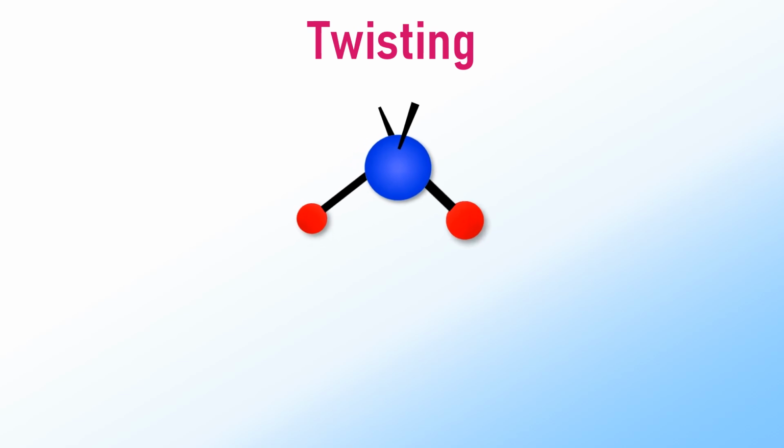This is twisting. It is a type of bending vibration where two atoms move in opposite directions relative to each other, creating a twisting motion around a bond axis. Twisting vibrations can alter the dipole moment depending on the molecular structure and are often IR active as a result of the changes in molecular geometry during the motion.